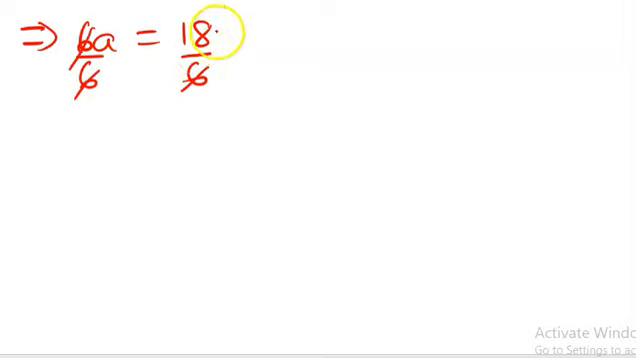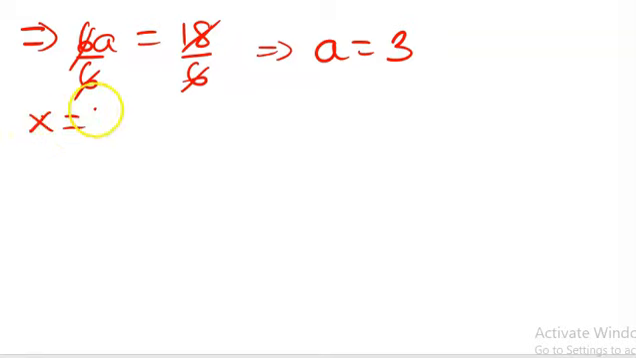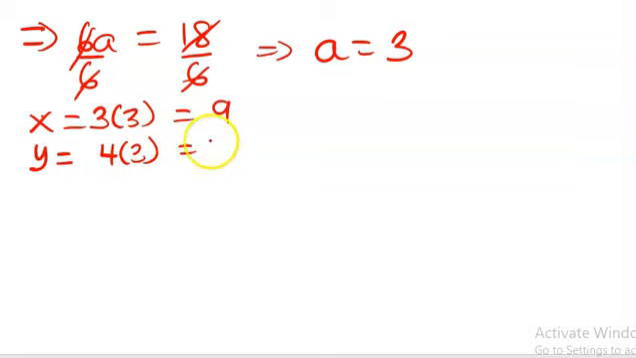So when we simplify, we are going to get 6a is equal to 18. Then divide both sides by 6, and this will give us a to be equal to 3. And knowing the value of a, we can find x. x will now be 3 times 3, which is 9, and then y will also be equal to 4 times 3, which is 12. Then z is 5 times 3, which is 15.